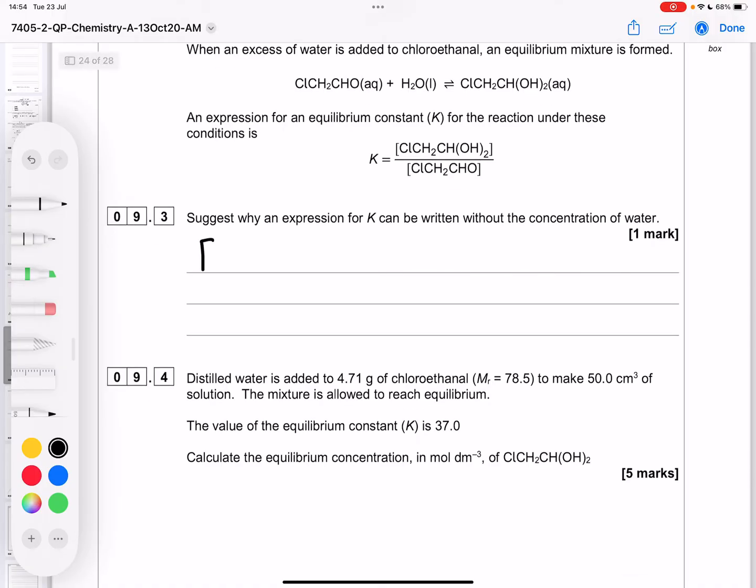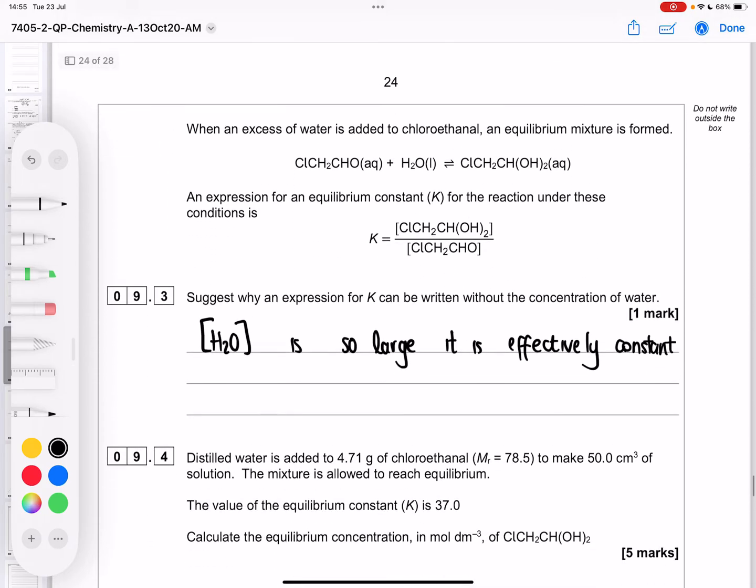So the concentration of water is so large, it is effectively constant. So it doesn't affect the rate. There's not changes happening to it.